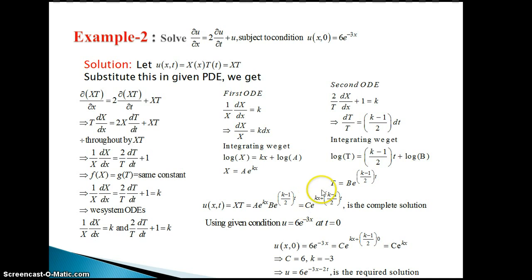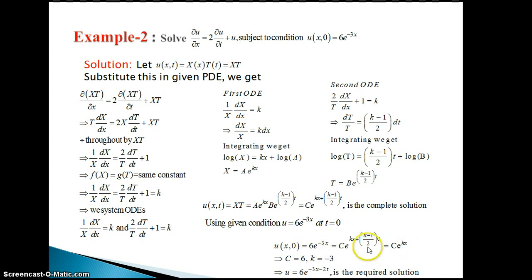So we need to determine these two constants using the given condition here. So now I'll substitute that condition. Using the given condition, u is equal to 6 times e power minus 3x at t equal to 0. That means put t equal to 0 in this solution and use u is equal to 6 e power minus 3x. So I just substituted here u of x comma 0 is 6 e power minus 3x, and if I substitute here, this k minus 1 by 2 into t becomes 0, so we'll remain with e power kx. So 6 e power minus 3x is equal to C e power kx.